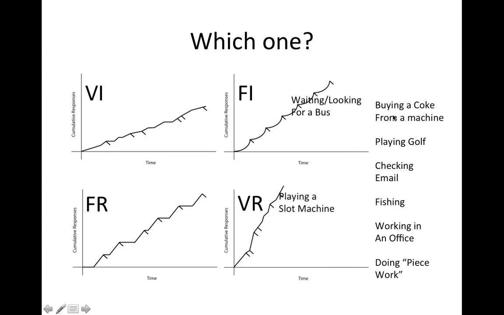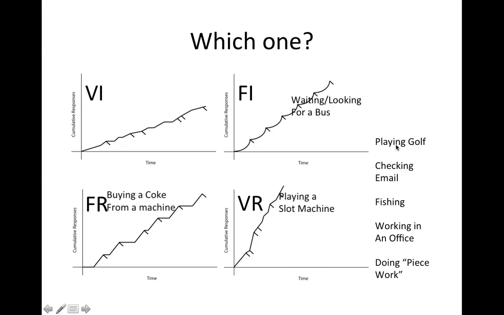Buying Coke from a machine. Now, if you compare playing the slot machine and buying a Coke from a machine, what you're doing is putting money in a machine, pressing a button, and you're getting something. Here, you get it on average, every once in a while. Here, you should get it every time. You put in 4 quarters, you expect a Coke. This is a fixed ratio schedule of reinforcement.